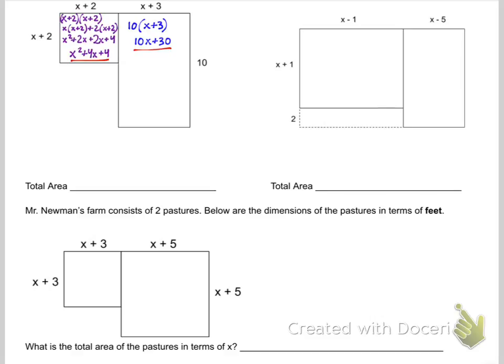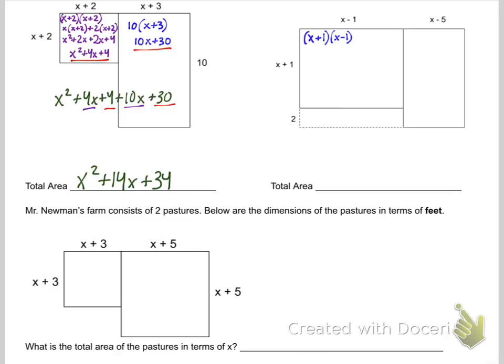That's the two areas, so we need to add those two together. Well, to add those two together, we just combine like terms. There's two like terms, both have x's. And there's two like terms, both of those are the constants. So let's add them all together. We get x squared plus 14x plus 34.